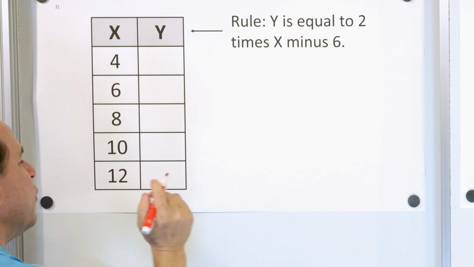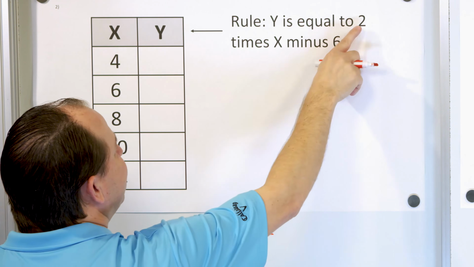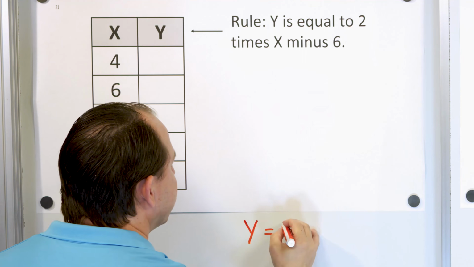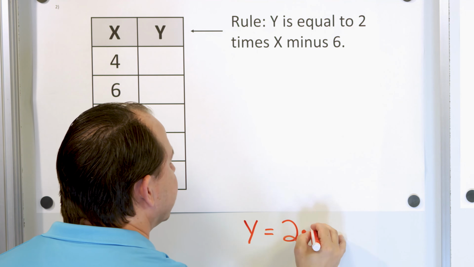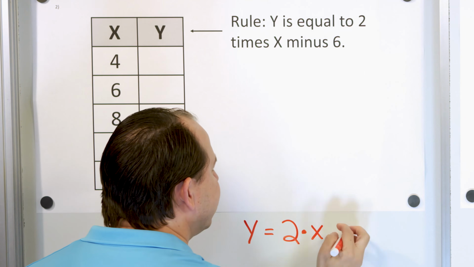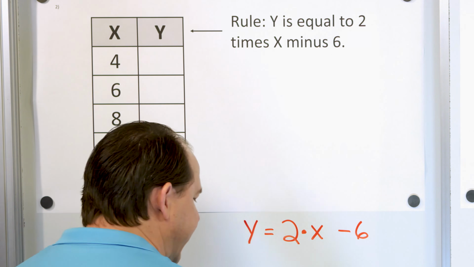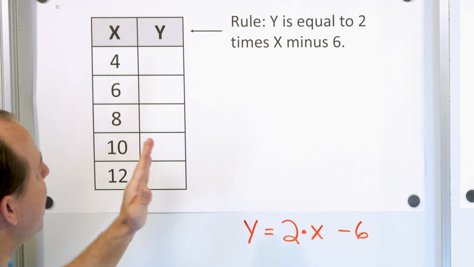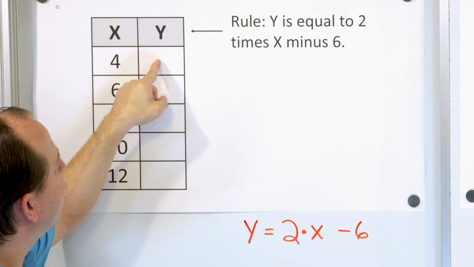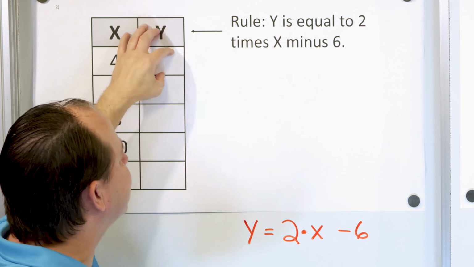If you want to write it in terms of math, the y values in this column are 2 times x. So you put a 2, little dot, x, 2 times x, minus 6. After you multiply this, you have to subtract 6 away. This is a little more complicated than the previous one. So the way it works is, whatever numbers go here, we just take 2 times x, and then whatever we get from that, we subtract 6.